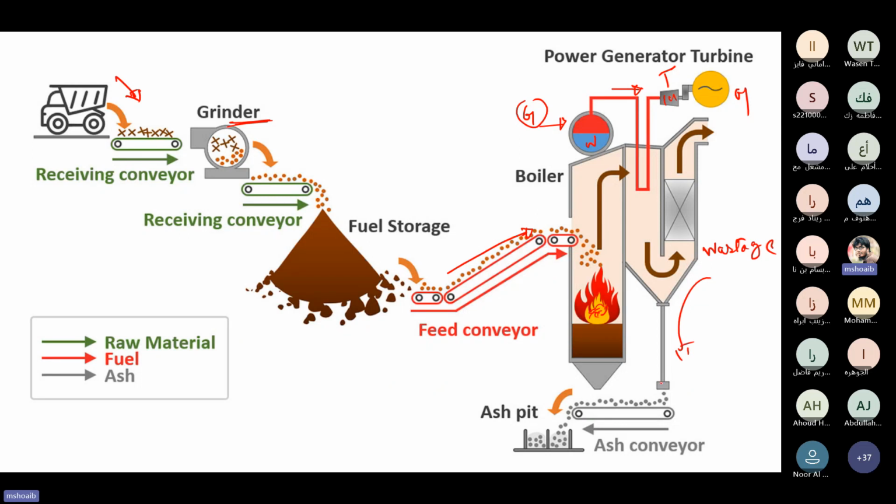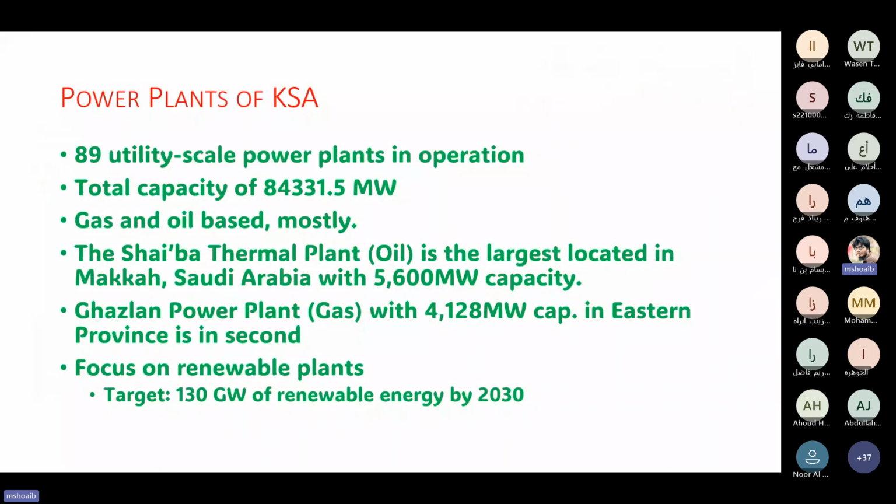Some of them are in the form of gas. Some of them are in the form of solid. So if this is solid, you take it with different ash pits and take it away for disposal. Okay, and this gas is emitted in the air. Okay, so these are different types of power plants, and there are some more types actually.